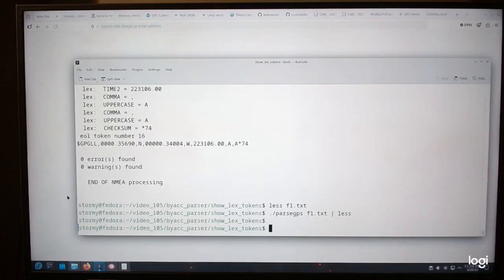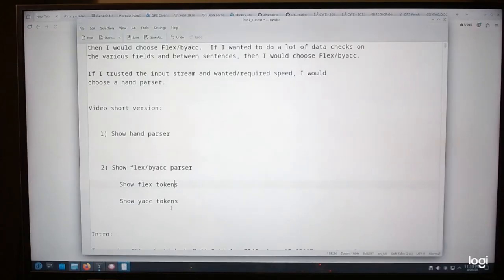So let me get out of here and get back to my notes. Okay, now that's the lexer. The lexer breaks the stream up into tokens, and then the YACC.